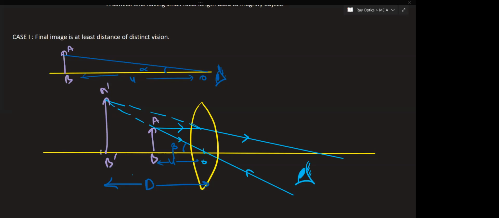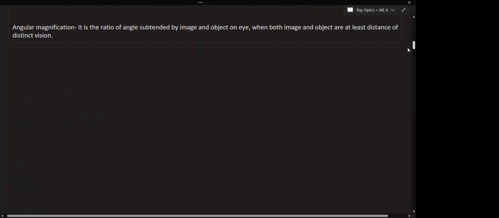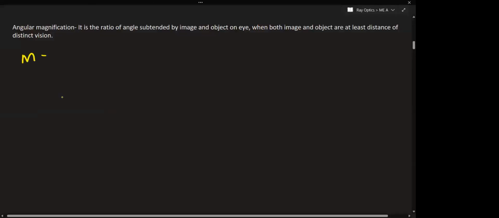Angle subtended by image on the eye, divided by, it is the ratio, no? So the ratio of angle subtended by image on the eye when the image is at the least distance of distinct vision. This separation is the least distance of distinct vision. Divided by the angle subtended by the object when it is at the least distance of distinct vision. It means alpha. So angular magnification is what? This is different from linear magnification. Angular magnification will become beta divided by alpha, class.